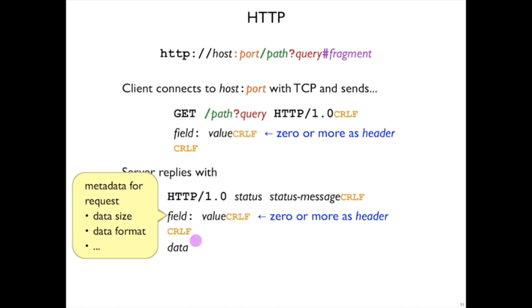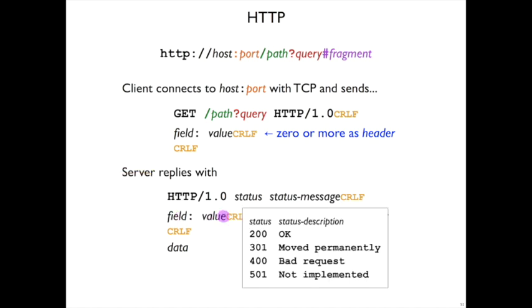So in particular, this data might be some HTML for a web page. There could be a header field to say how long that data is, so the client knows how much to read, or whether the connection's being kept open for future requests, and so on. The status is going to indicate whether the request was successful or not.